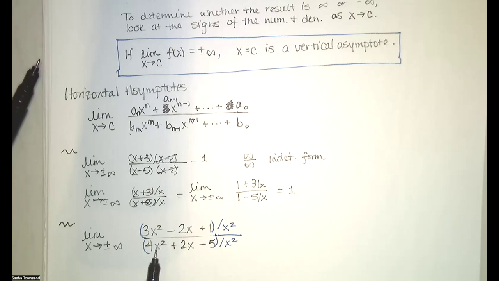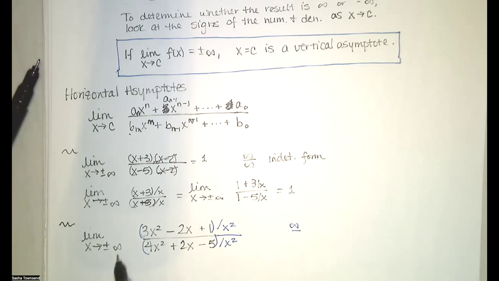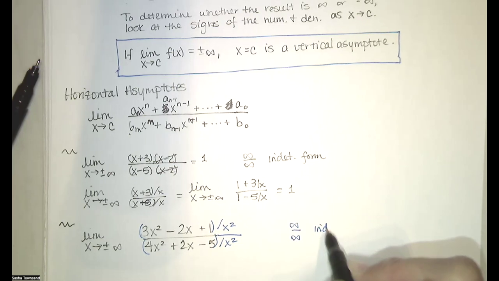If I plug in a million, 4 times a million squared is much greater than 2 times a million. So these are the terms that determine what happens at the end. Now, as x goes to positive infinity, I take a large positive number and square it. So I'm going to have a positive number times 3. So the numerator is going to positive infinity. And the same thing is true for the denominator: a large positive number squared is still positive, times 4 is still positive. So we have an infinity over infinity indeterminate form.